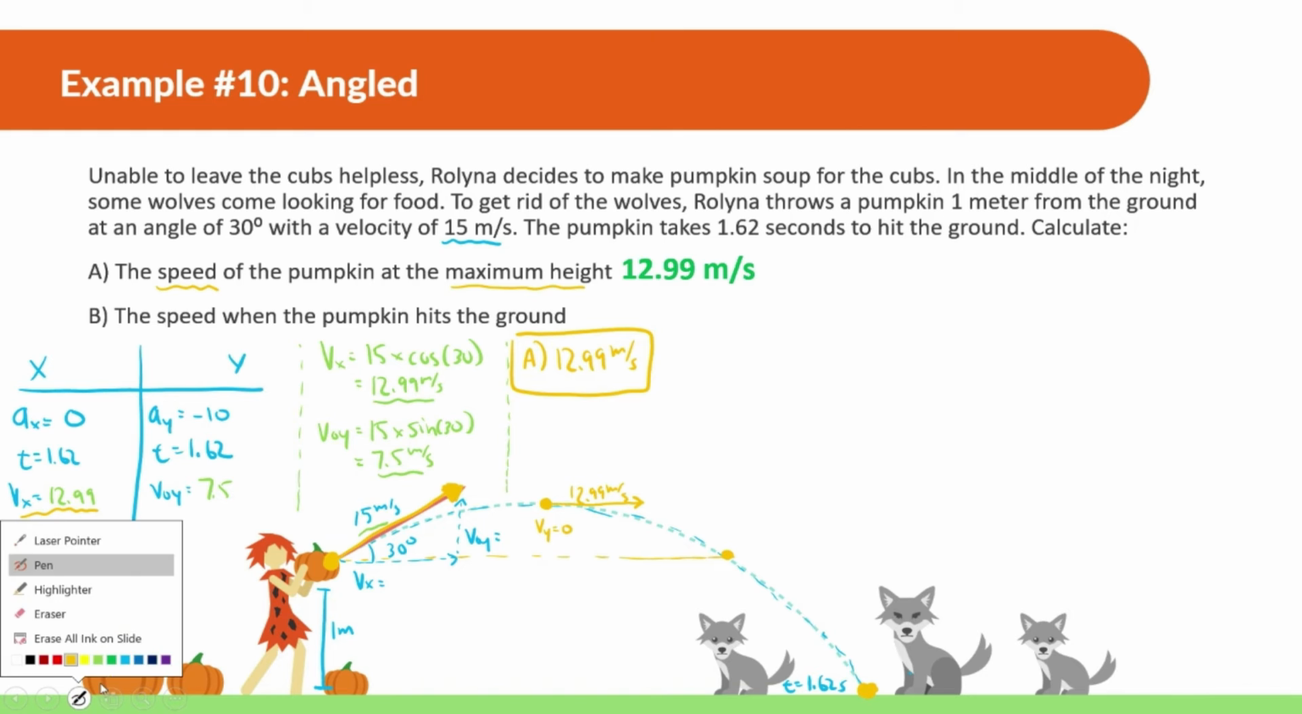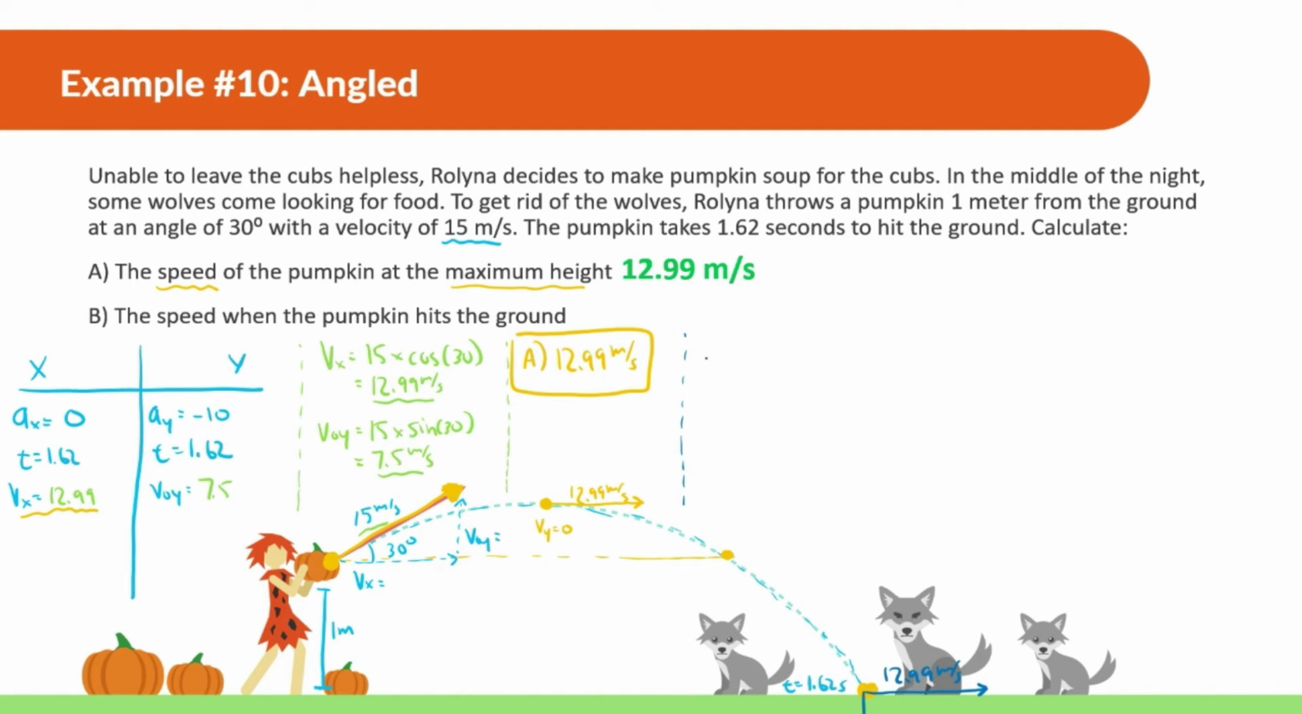A few things to know, let me use a different color, is that in the x direction, it's going to go 12.99 meters per second. But in the y direction, we don't know how fast it's going. Or B. Okay, so final velocity in the x is equal to 12.99 meters per second. But we need to figure out the final velocity in the y. So let's use what we know here. Okay, so we have these four.